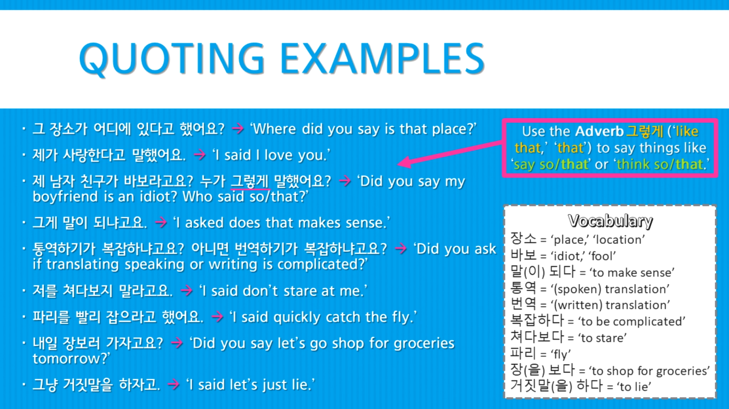제 남자친구가 바보라고요? 누가 그렇게 말했어요? Did you say my boyfriend is an idiot? Who said so, or who said that? You can use the adverb 그렇게, which means like that or just that, to say things like say so or say that, or even think so or think that.